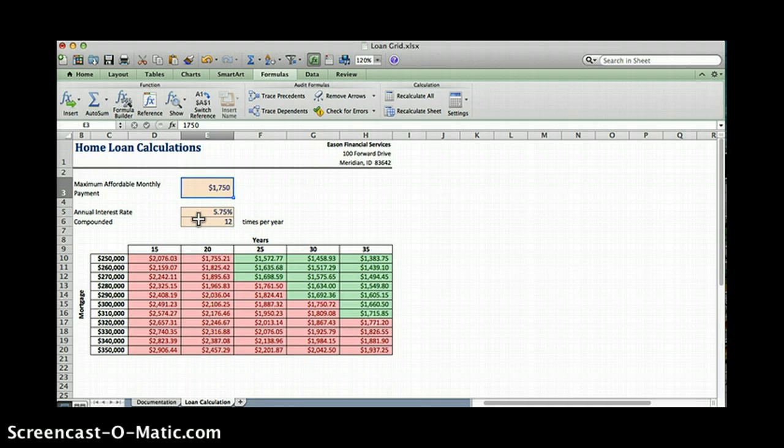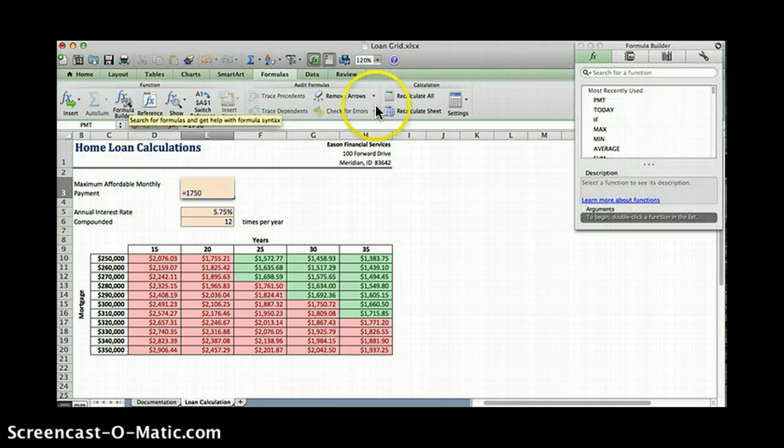Next, I used autofill to add currency values from $250,000 all the way up to $350,000 in $10,000 increments. I then again used autofill to fill in the number of years, starting at 15 all the way up to 35 in 5-year increments. After this was done, I used the PMT function to figure out the monthly payments to repay a $250,000 loan in 15 years.